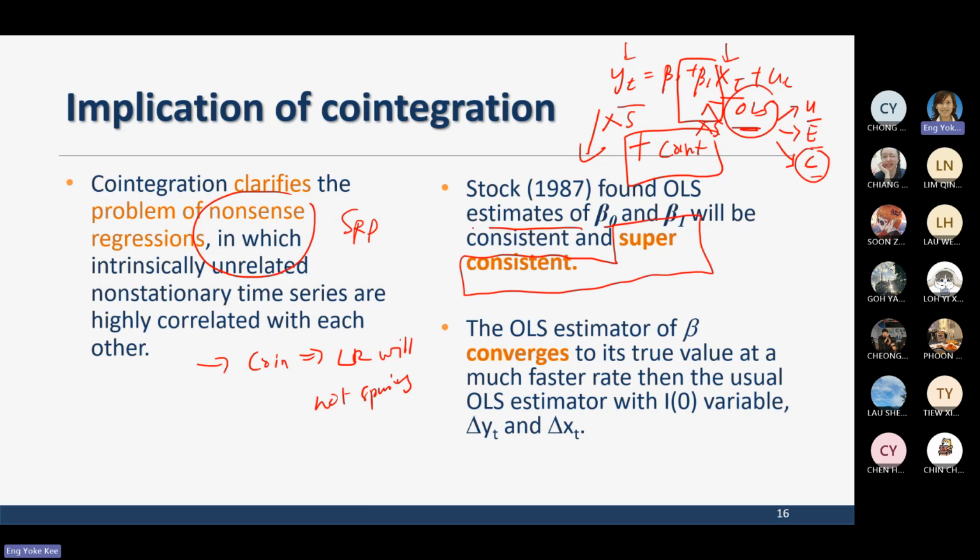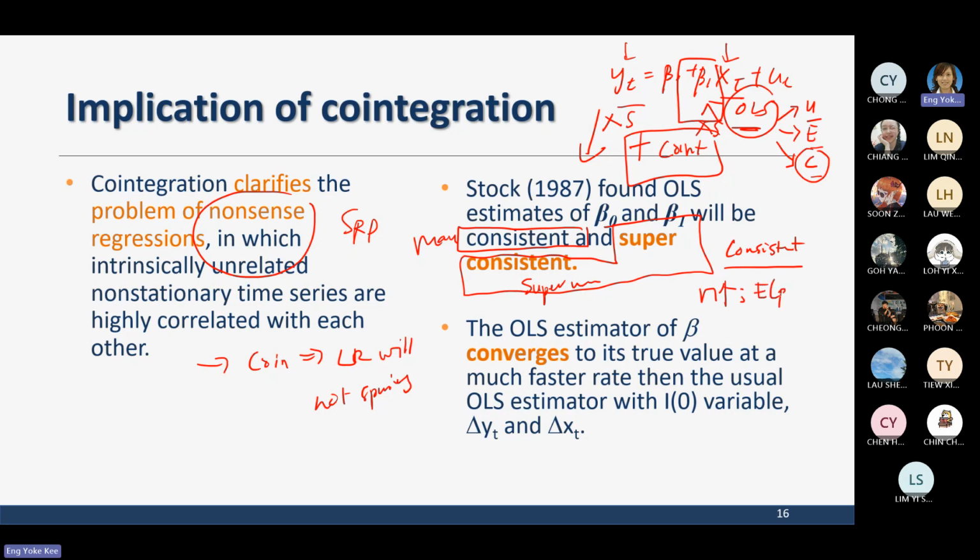So what is the difference between consistent and super consistent? This is just like asking you, what is the difference between man and Superman? So this will be an even better quality. Super consistent means what? Consistent means something like this: if your sample size increases, your sample estimate of beta will converge to the true value of beta. So your sample estimates will be close to your population estimate.